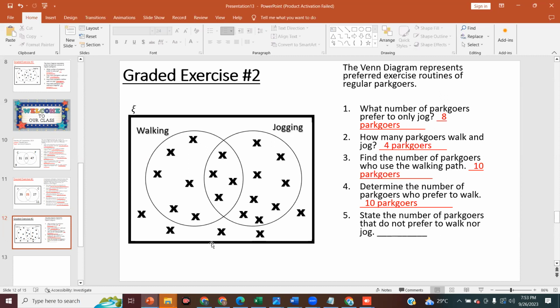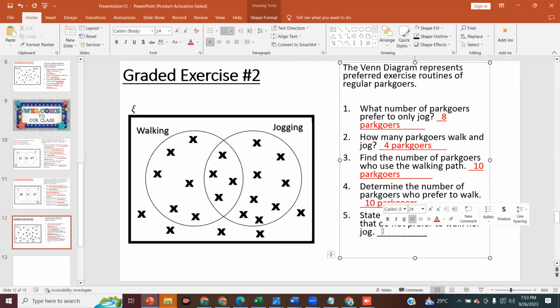Okay, and then the last question: state the number of park goers who do not prefer to walk nor jog. What is that? 5. Now that is 5. Okay, it's going to be 1, 2, 3, 4, 5.